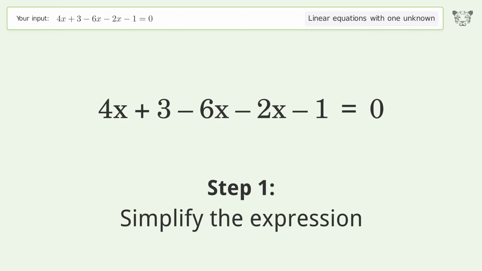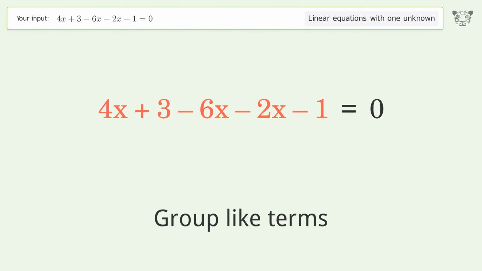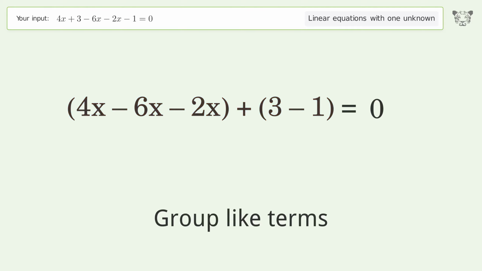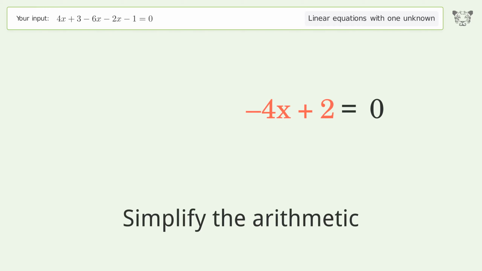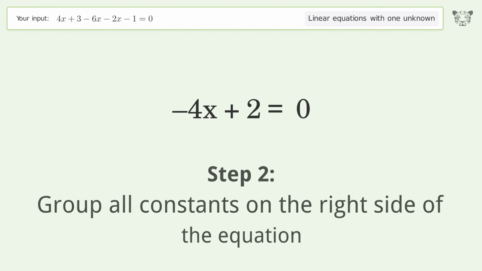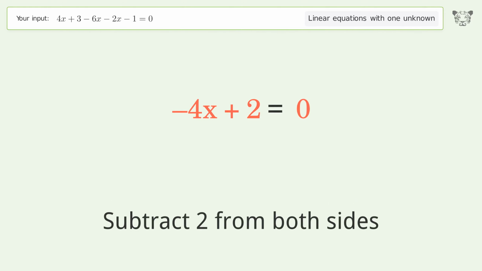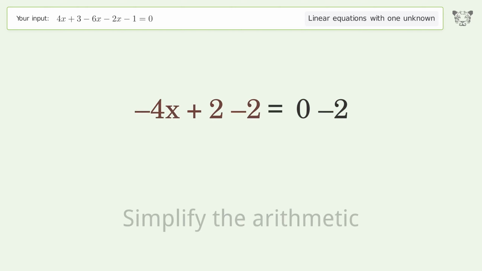Simplify the expression. Group like terms. Simplify the arithmetic. Group all constants on the right side of the equation. Subtract 2 from both sides. Simplify the arithmetic.